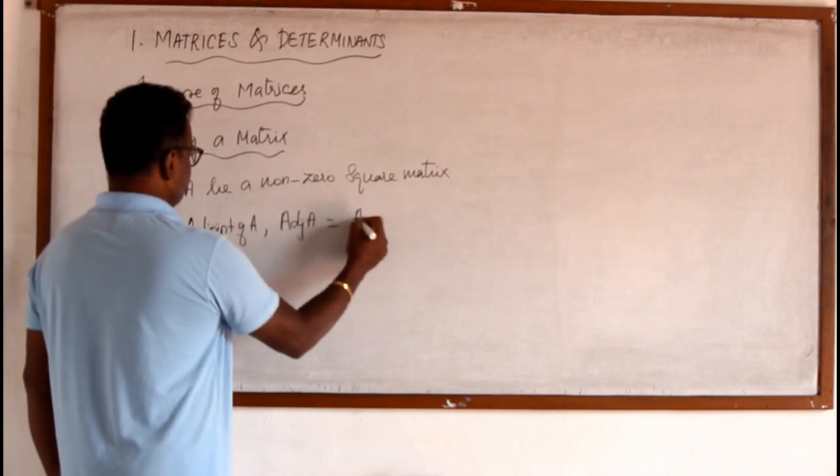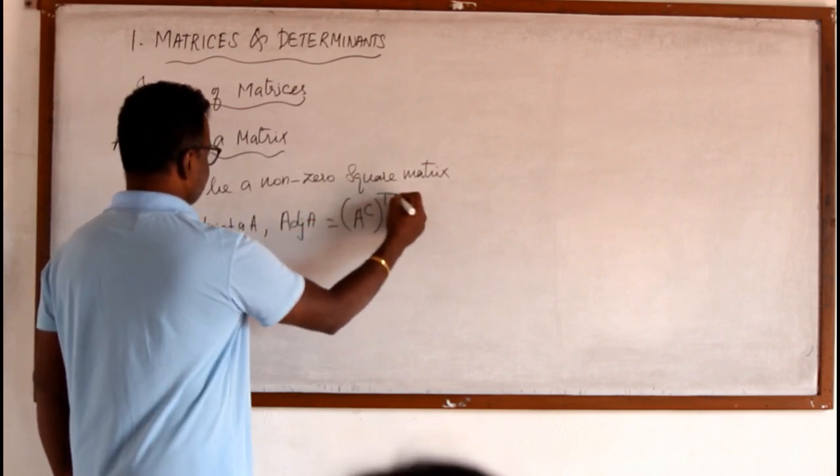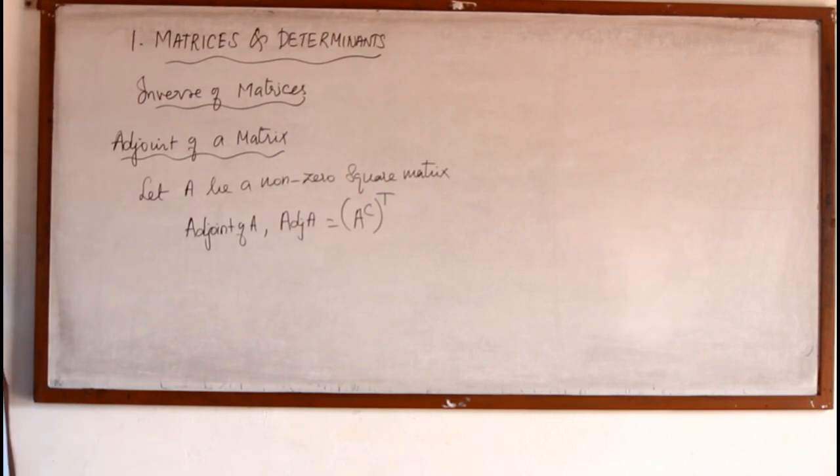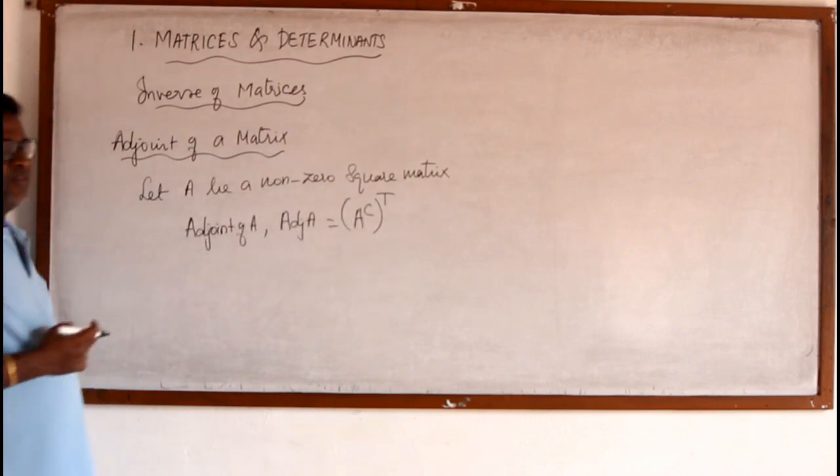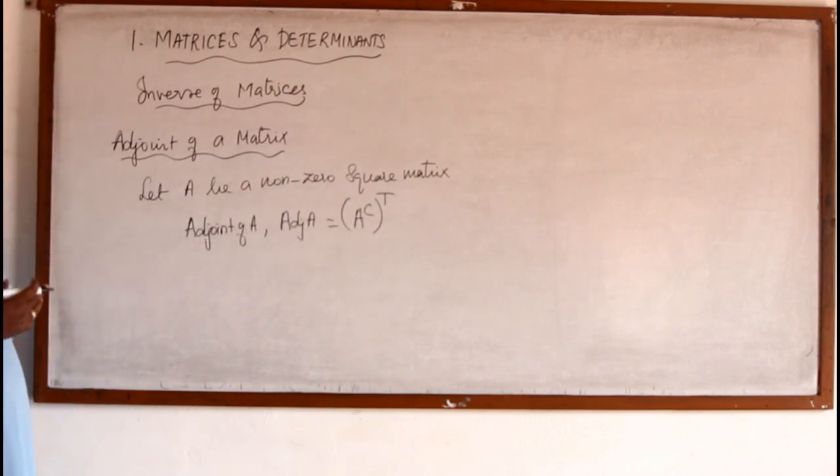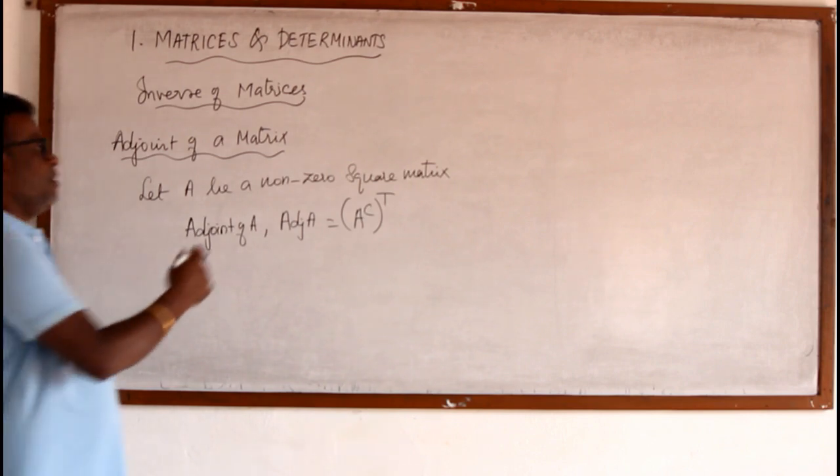the formula: the transpose of the cofactor matrix of A. A cofactor matrix we study in our 11th standard. We have to find out the cofactor matrix of this matrix A, and then we have to find out the transpose of that. If I find the transpose of this cofactor matrix, then it gives the adjoint of A.